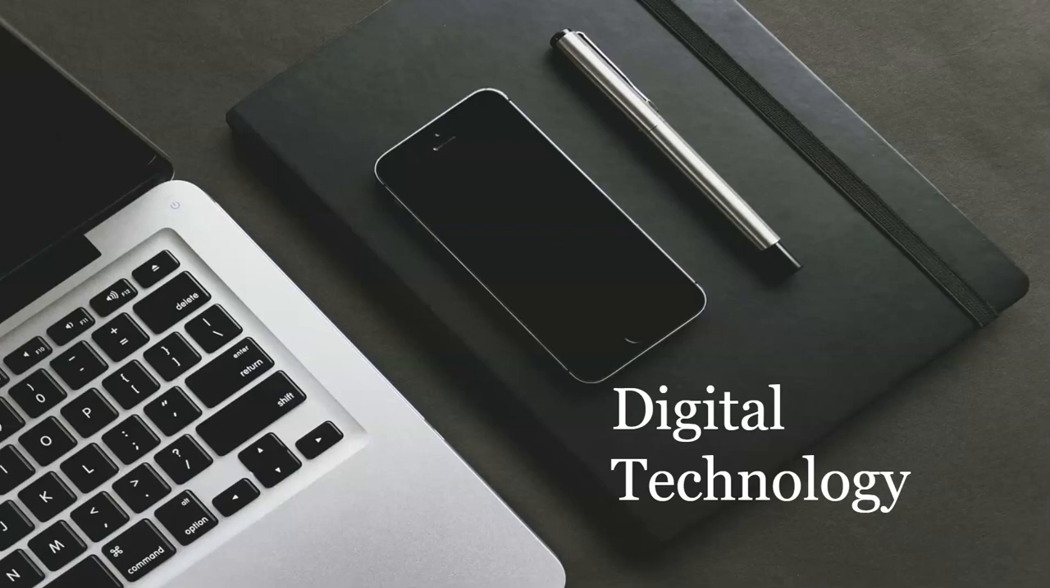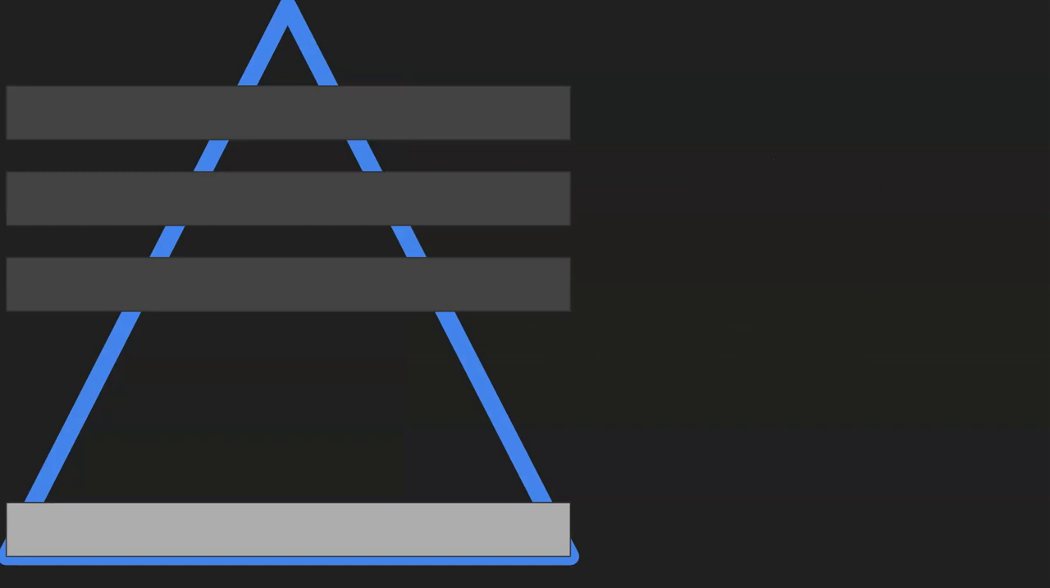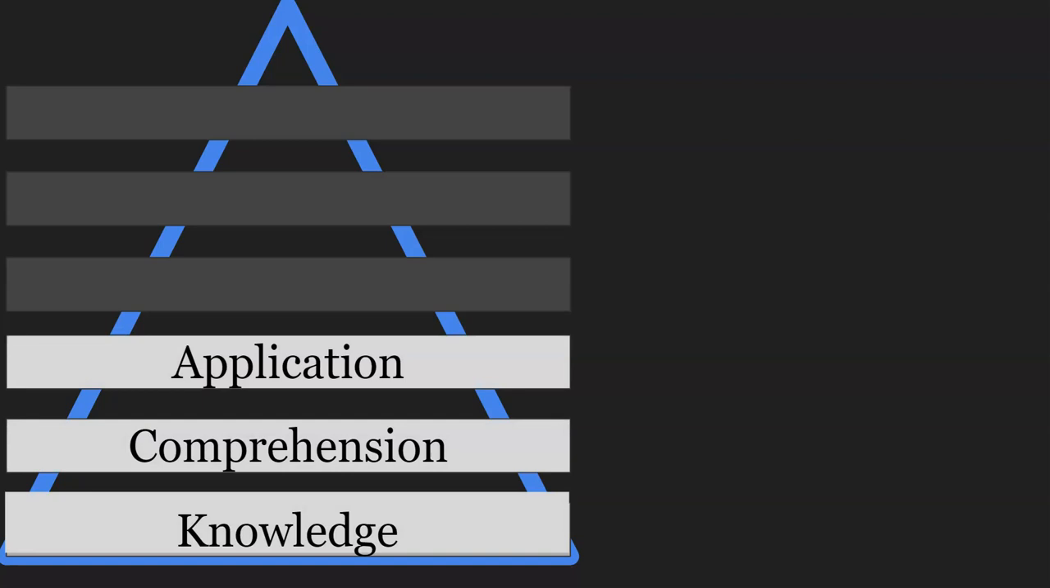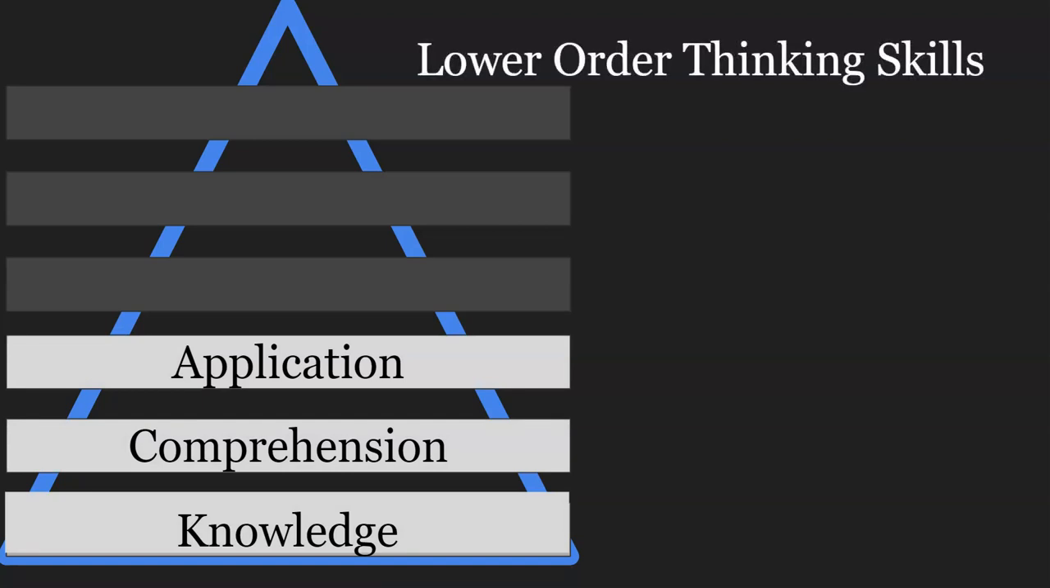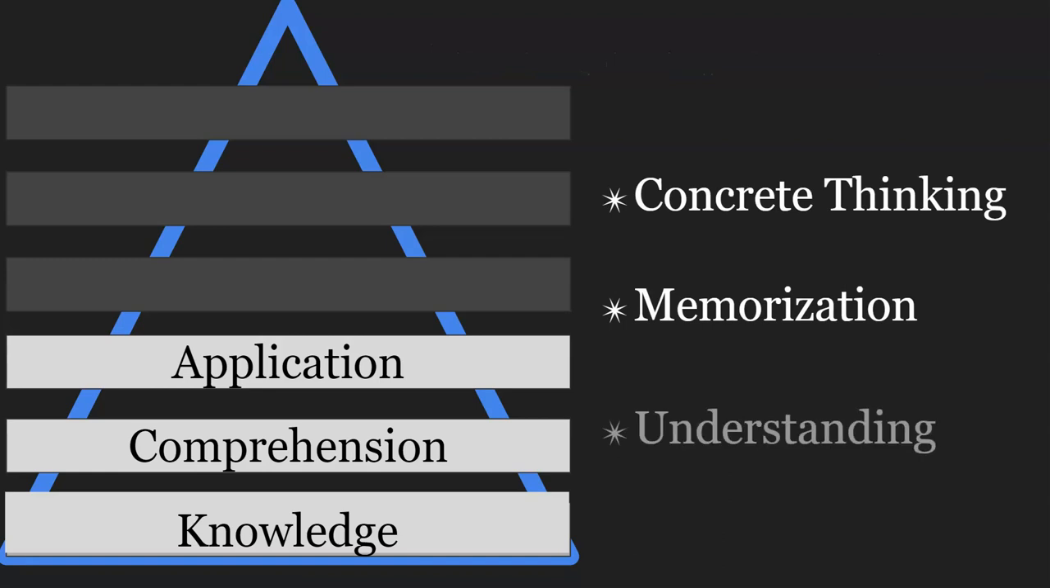Let's take a step back. Bloom's taxonomy was created in the 1950s by educational psychologist Benjamin Bloom and his colleagues. The lower levels, knowledge, comprehension, and application, are the basic levels of cognition. They are called lower order thinking skills. These include concrete thinking, memorization, and understanding.